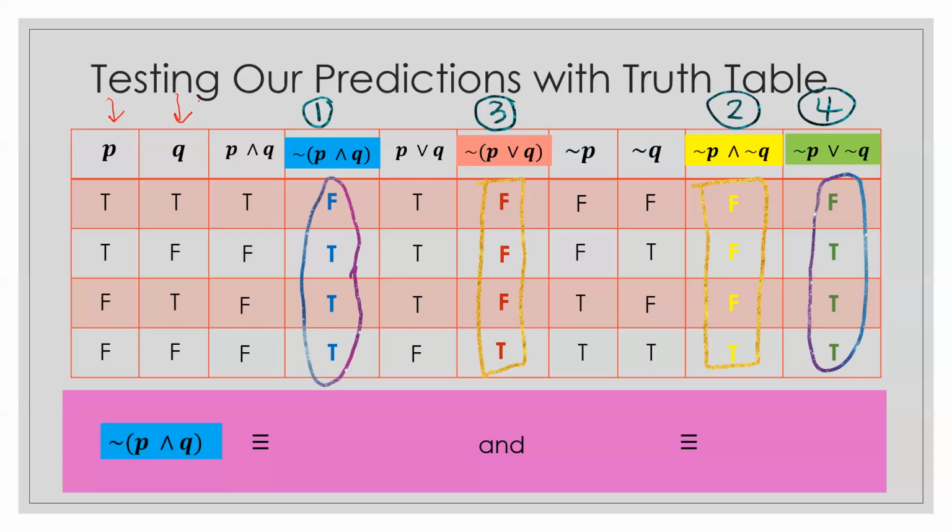So we would say the negation of P and Q is not P or not Q. And the negation of P or Q is not P and not Q. So the negation of and is or, and the negation of or is and, and then you negate each one of those separately. That's how I remember it.